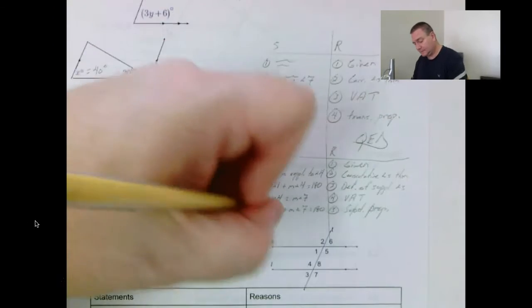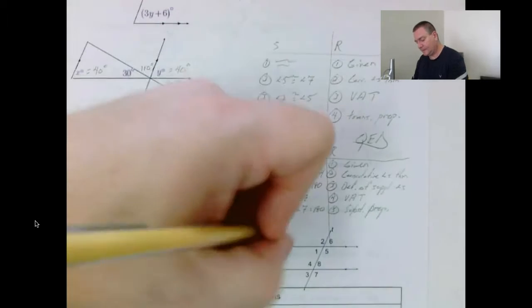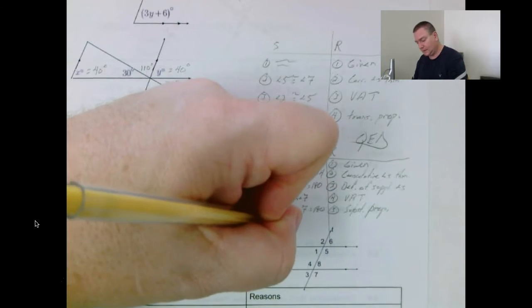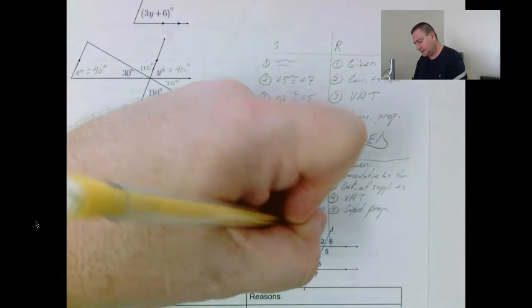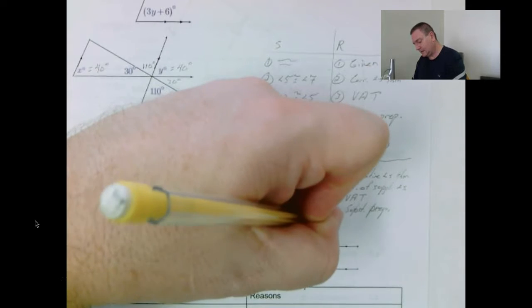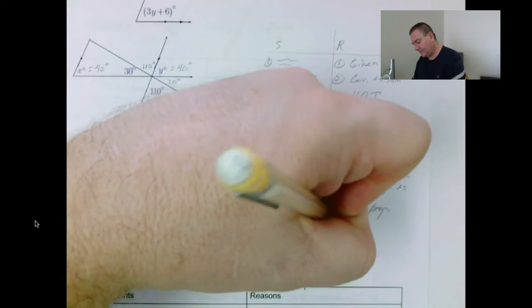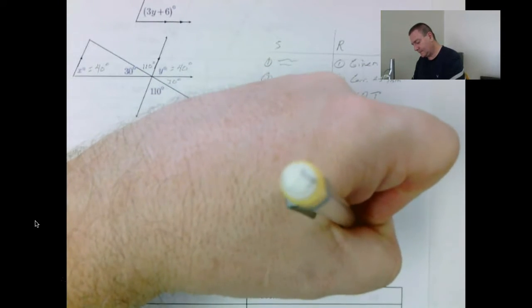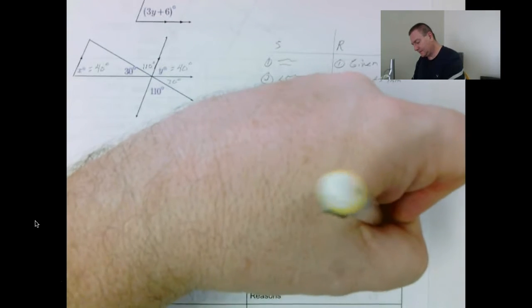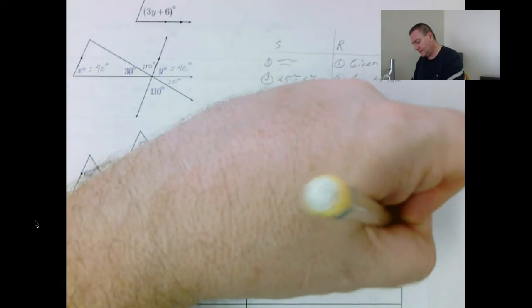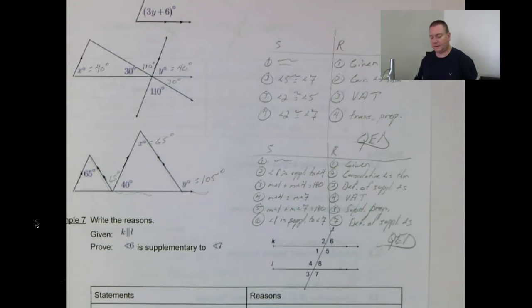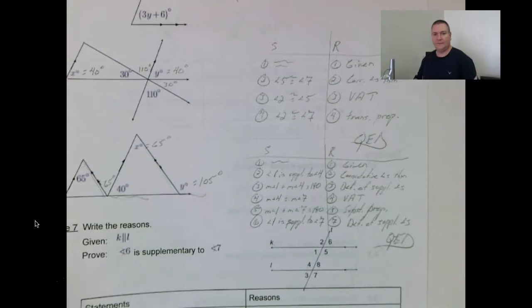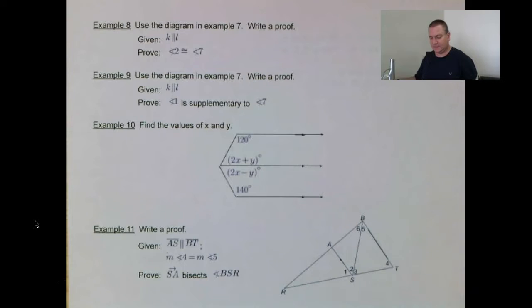And final statement, statement 6. Angle 1 is supplementary to angle 7. Definition of supplementary angles. Q.E.D. Quod erat demonstrandum. Finished. So that was example 9.